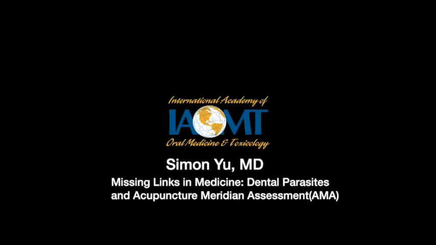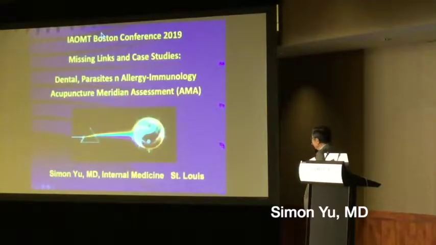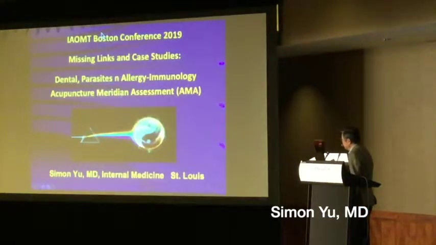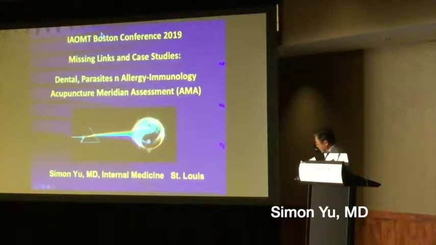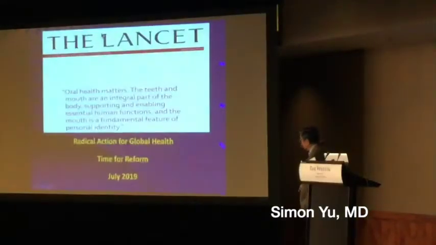Simon Yu. So my topic will be on missing links and case studies: dental, parasite, and allergy immunology, connecting the dots with Acupuncture Meridian Assessment. The Lancet just came out in July 2019 talking about why oral health matters. They need time for reform. They need radical actions for global health. But they're talking about dental caries, periodontal problems, and oral cancers. They don't talk about the amalgam, root canals, cavitation, and all those dental materials and airway problems.